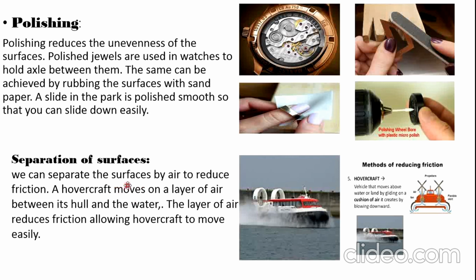Separation of surfaces. We can separate the surfaces by air to reduce friction. A good example is the hovercraft, a vehicle that moves above water or land by gliding on a cushion of air. It is created by blowing downward. A hovercraft moves on a layer of air between its hull and the water. The layer of air reduces friction, allowing a hovercraft to move easily.